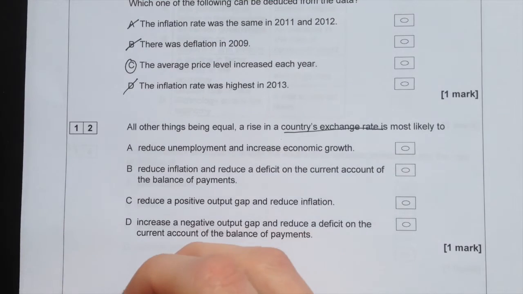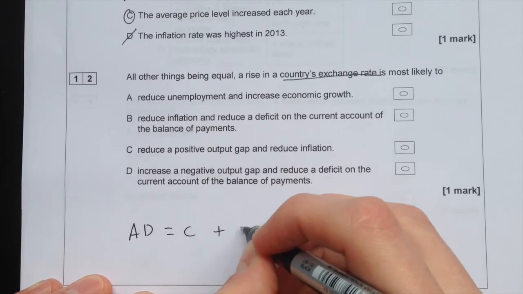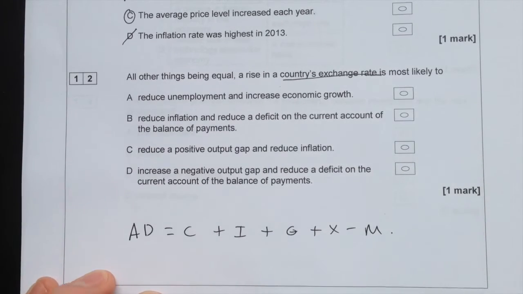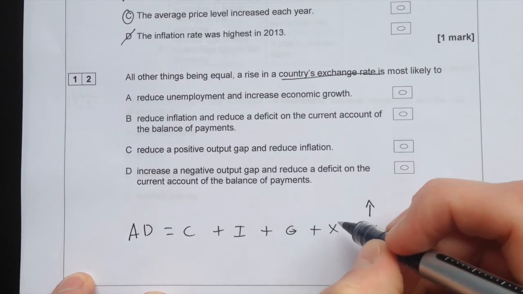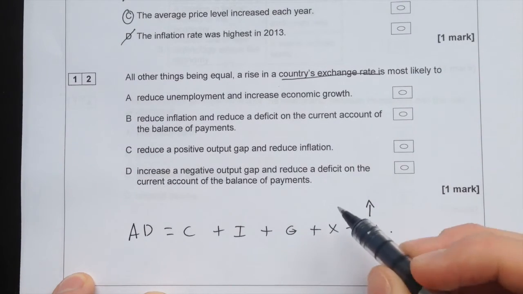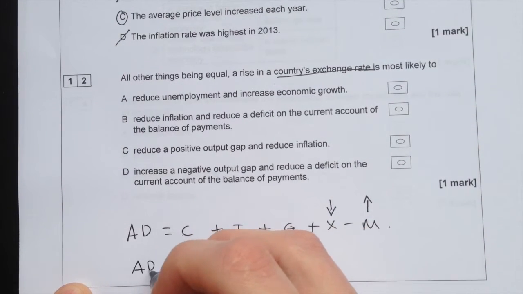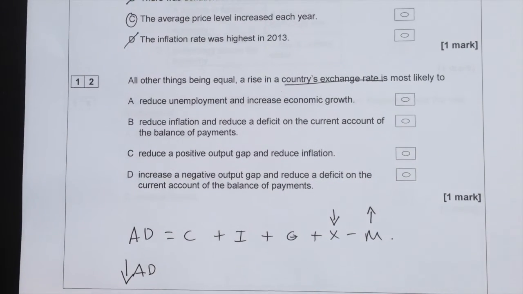So we'll just write down the formula for AD, which is C plus I plus G plus X minus M. A rise in our country's exchange rate would make our imports relatively cheaper, so that will increase imports, and it will make our exports relatively more expensive, so it will decrease our exports. So this means that AD actually falls. So we need to see which one of these shows AD falling.